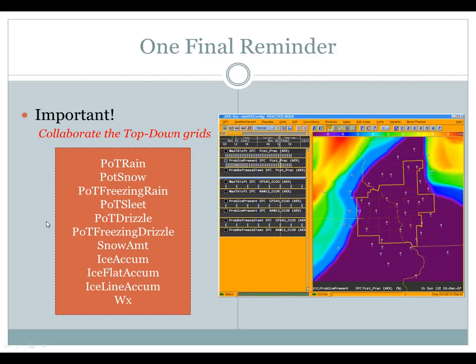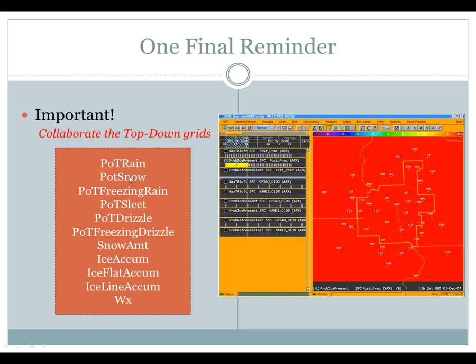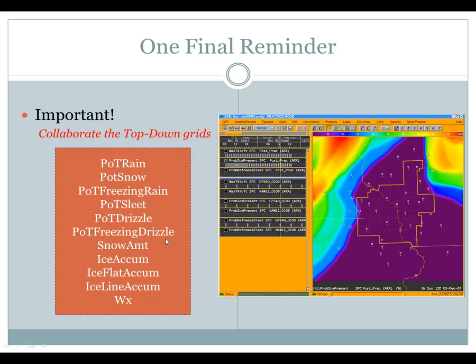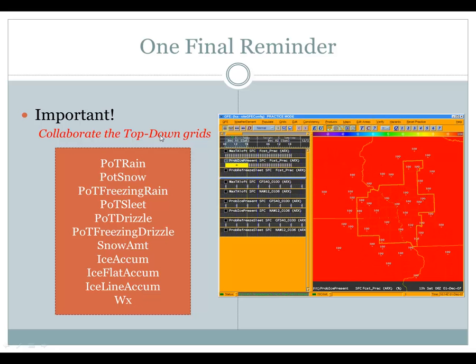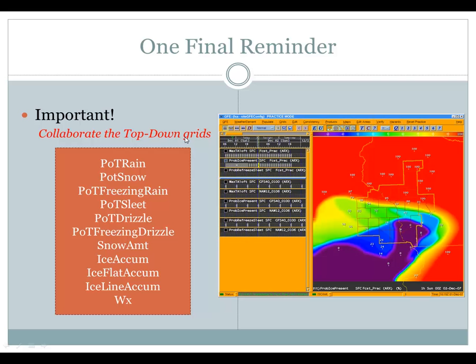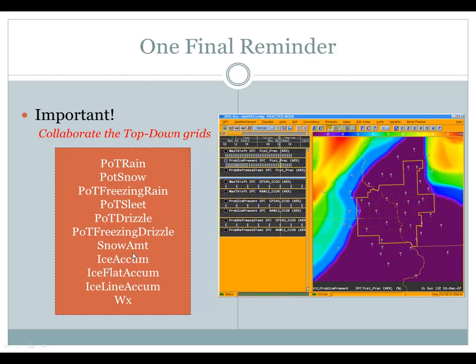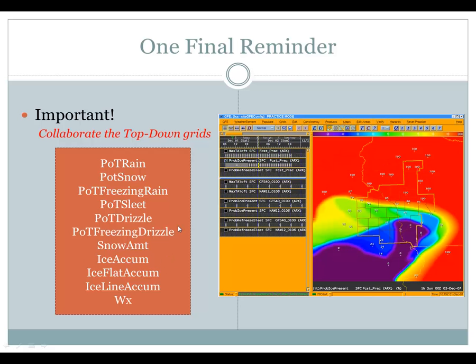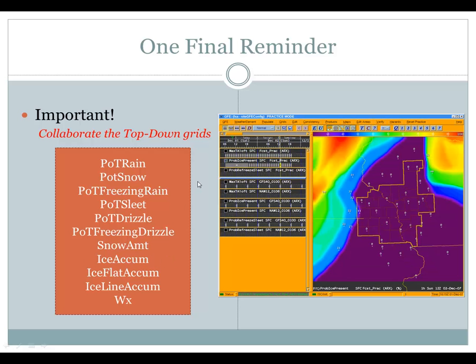So remember, everything downstream of the top-down, all these different grids are derived. And so it's important that you spend some time collaborating those grids to get your final outcome to match up, especially your snow amount and ice accumulation grids. All right, that concludes this module.